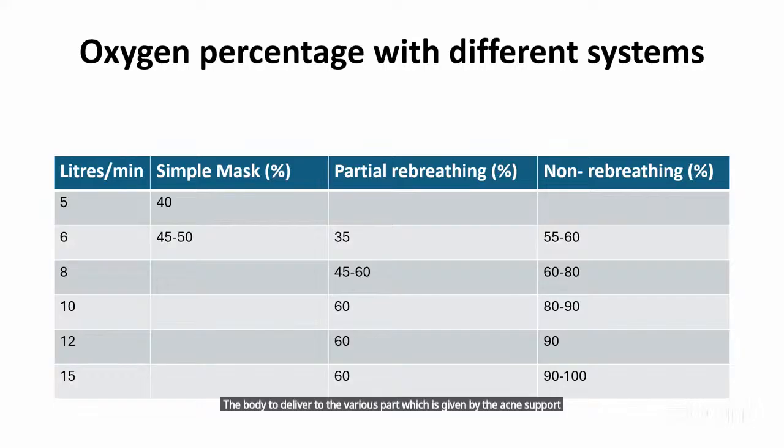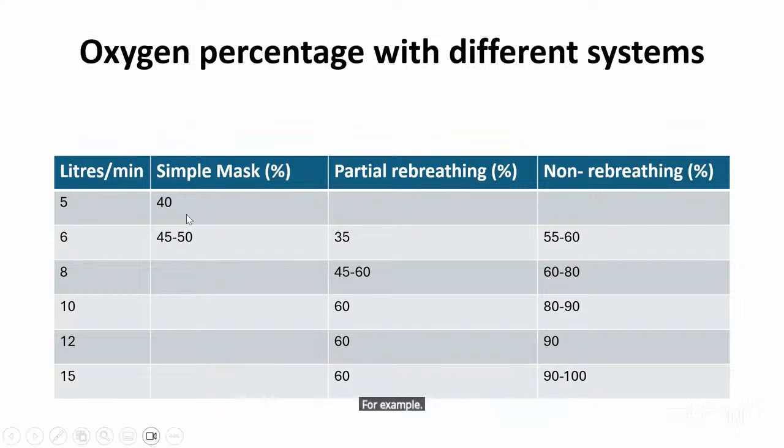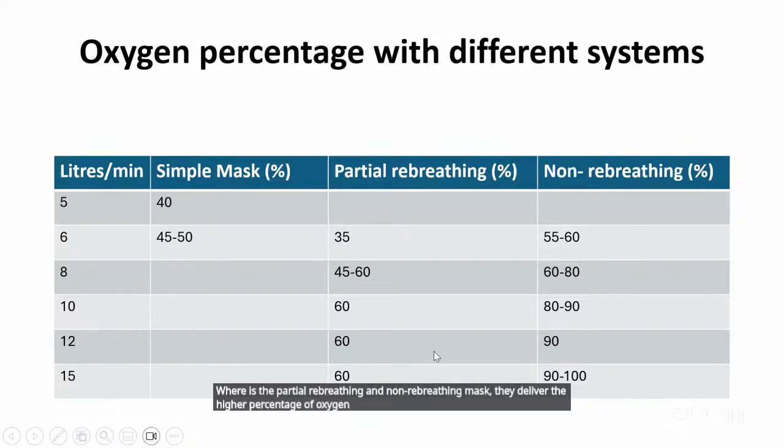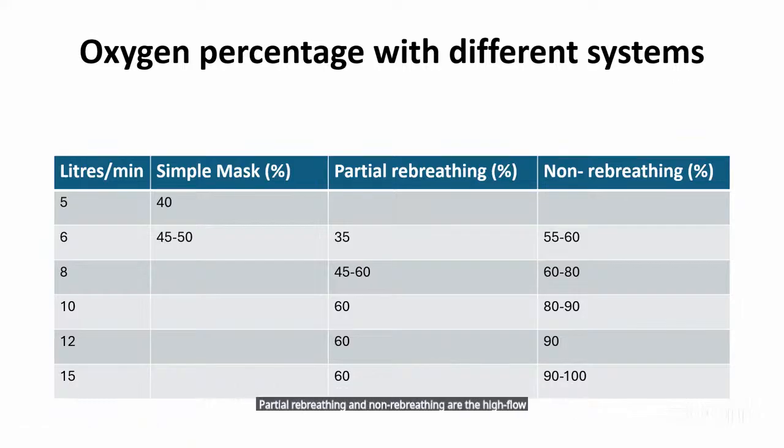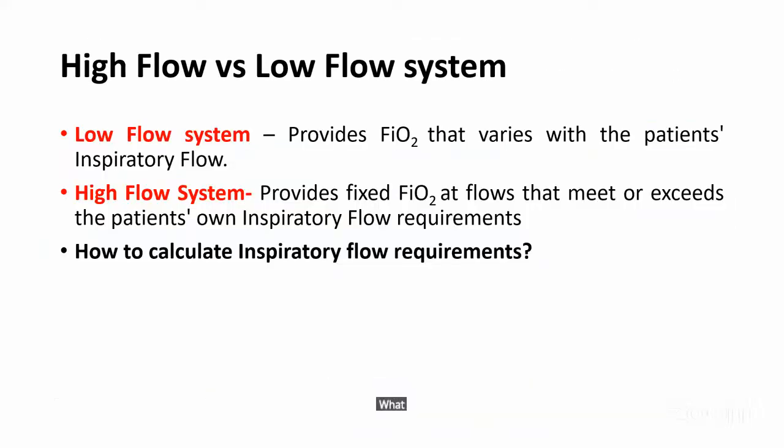Different delivery systems deliver different percentages of oxygen at different flow rates. For example, the simple mask is a low flow device, and it gives 40 to 55% FiO2 at max. Whereas the partial rebreathing and non-rebreathing masks deliver a higher percentage of oxygen and are high flow devices, whereas the simple mask and nasal cannula are low flow devices. What do we mean by high flow and low flow?